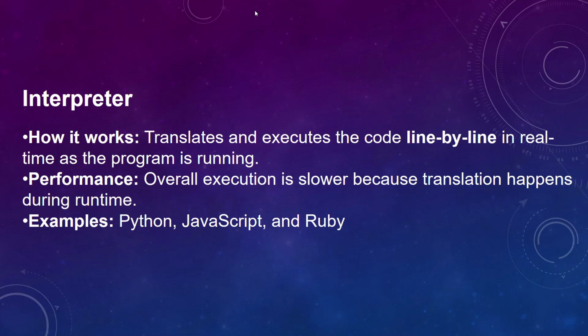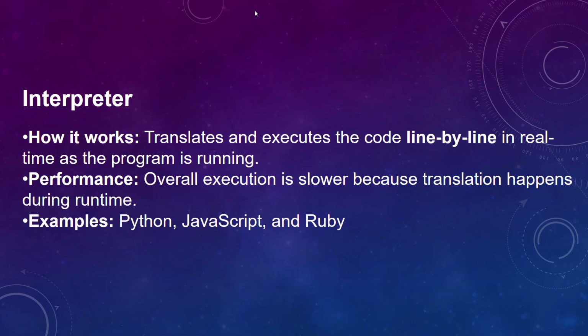A simple way to remember this is that a compiler is like translating an entire book first and then reading it. An interpreter is like translating each sentence while reading. That's the key difference we can say. Embedded systems prefer a compiler because performance and memory efficiency are very important in our code.